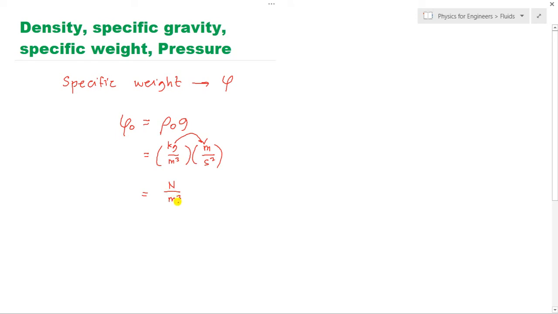So therefore, our specific weight is just the ratio of the force exerted by your object per unit volume. So again, that is the formula for specific weight. So let's say for water, we're going to find the specific weight of water, because that is the common fluid we will see in every problem, water.